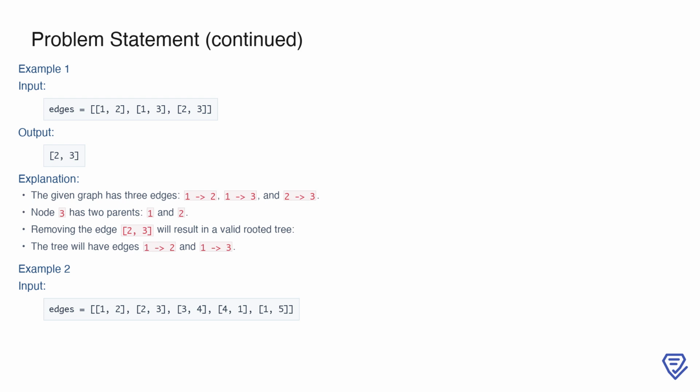By doing so, we get a valid rooted tree with the edges 1-2 and 1-3. In this new tree, node 1 is the root, as it has no parent, and all other nodes have exactly one parent. Furthermore, every node is reachable from the root. Hence, the output for this example is 2, 3.